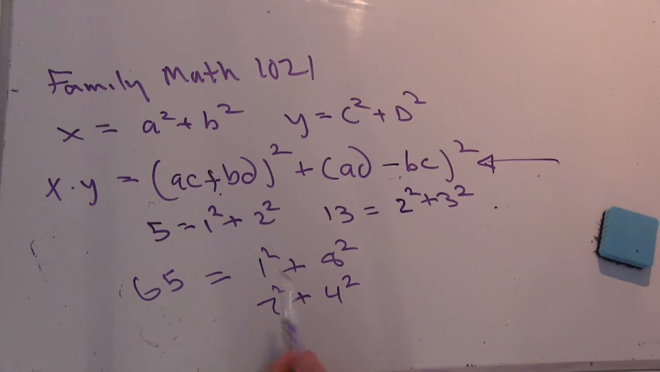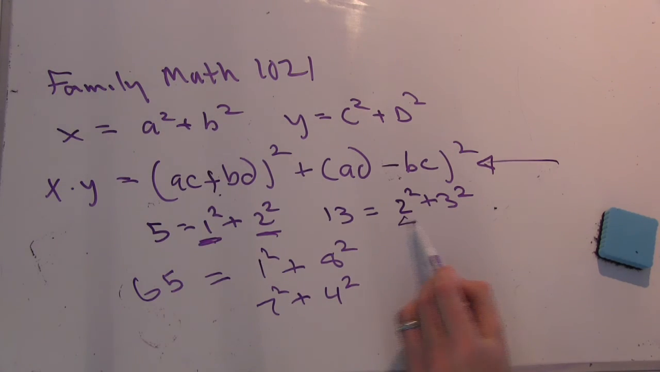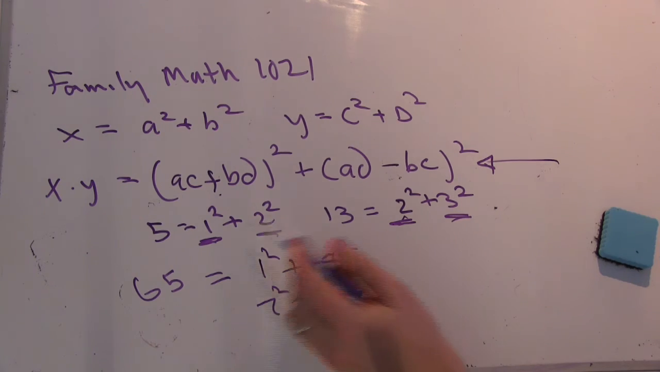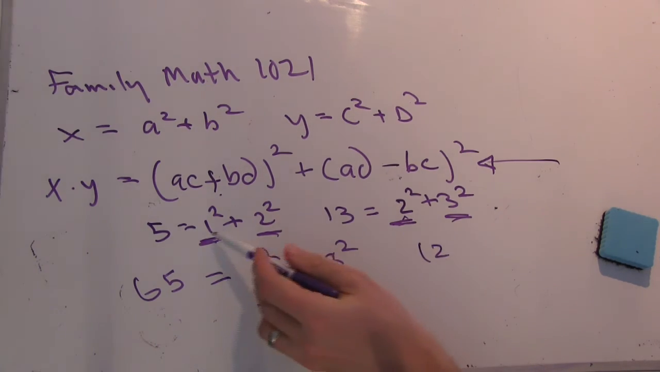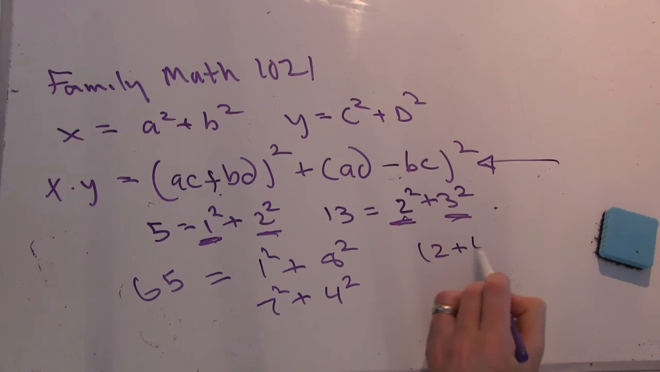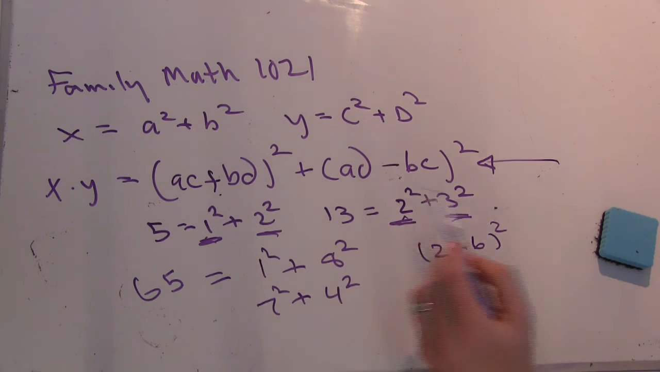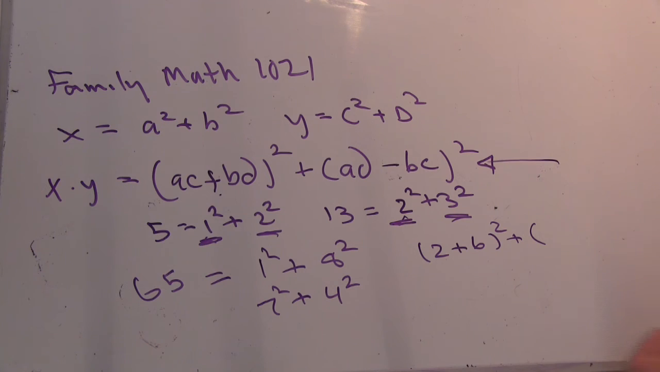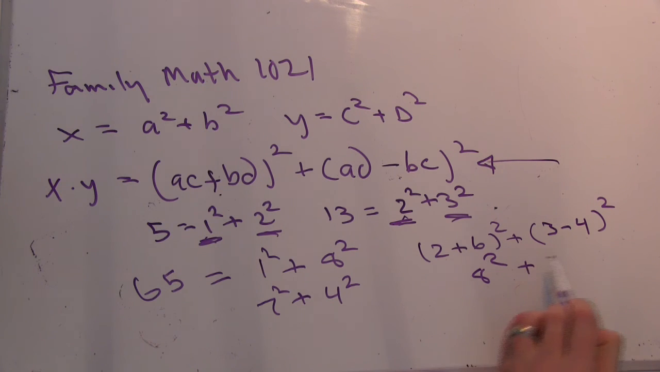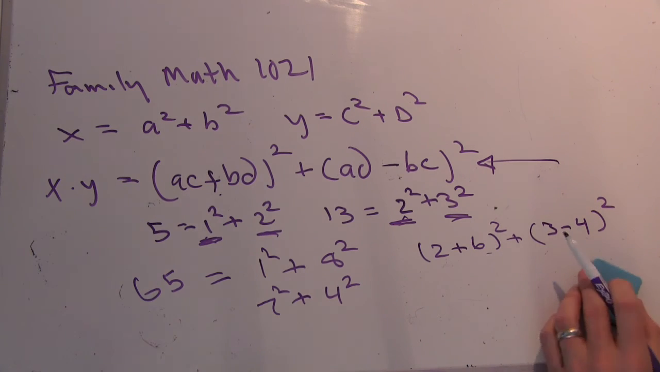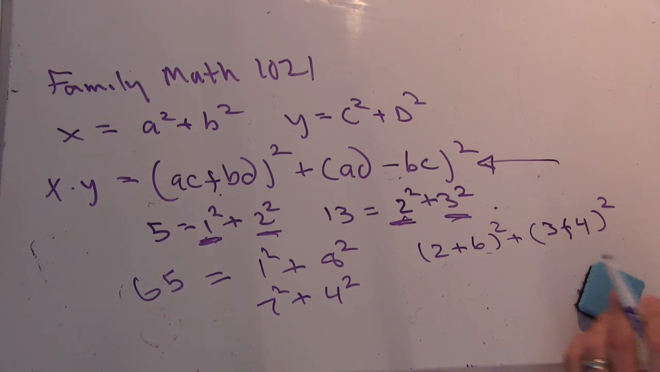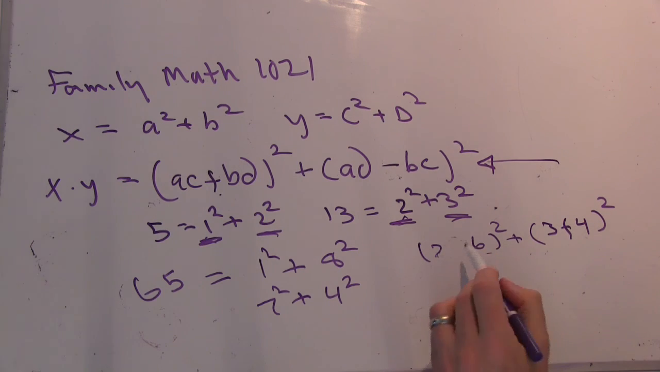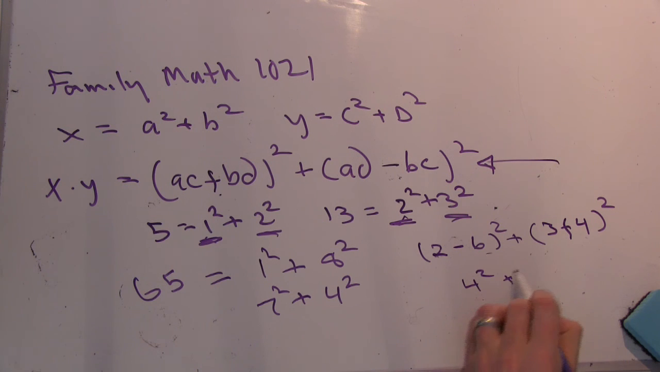Nice. Okay, so a, b, c, d. So ac is 2, bd is 6, ad is 3, bc is 4. So 2 minus 6 gives us 4 squared, and this is our 1 squared plus 8 squared. And if you flip the signs, you get 3 plus 4 squared and 2 minus 6 squared, so you get 4 squared plus 7 squared.